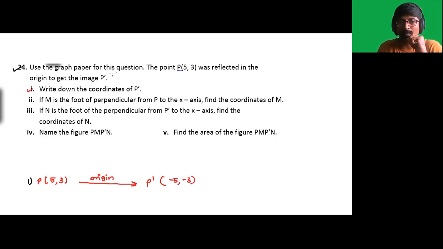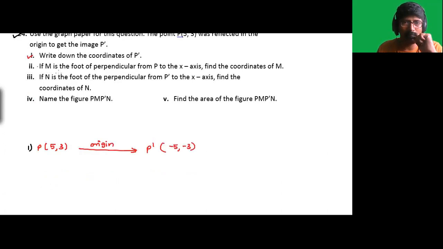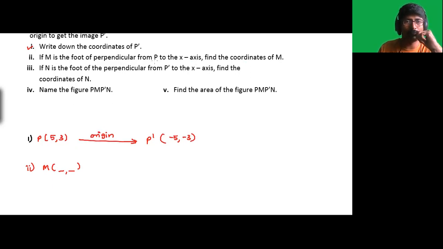Guys, we'll have to do this on the graph paper. For the time being, I'm just solving it over here. And then once I'm done, we will go on the graph paper. N is the foot of the perpendicular from point P to the x-axis. Find the coordinates of N. We'll have to just write down the x coordinate and the y coordinate. N is the foot of the perpendicular of P dash to the x-axis. Find the coordinates of N. So that would be our third step. One second. We'll just go on the graph paper and then we'll do that.